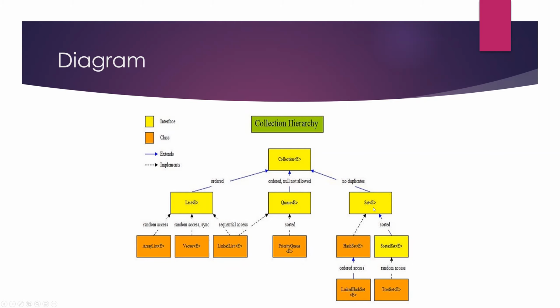Then another interface we have is a set. Within those sets, we can have a sorted set, and then from there, tree set. We can have hash set with ordered access from linked hash set, which these in orange are classes. The sort order is derived from properties within the objects being sorted and can be based on natural ordering, such as alphabetically or numerically.